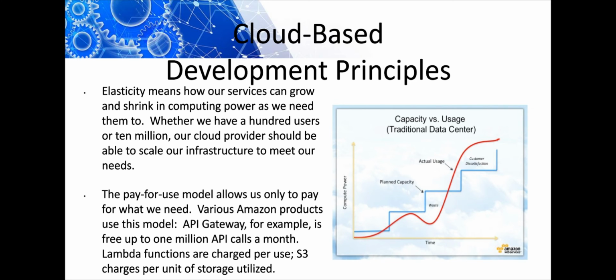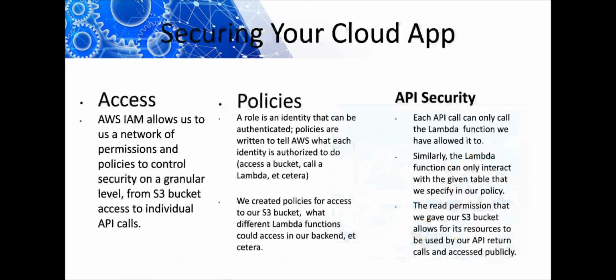The free tier of the API gateway is free up to 1 million API calls a month. Lambda functions are charged a small pittance per each time that the function is called. And then S3 charges per unit of storage utilized. I can't remember if it's 25 or 50 gigabytes, but it's very, very low cost.